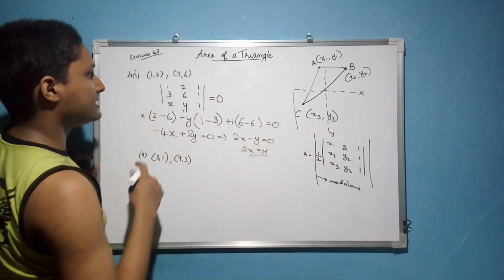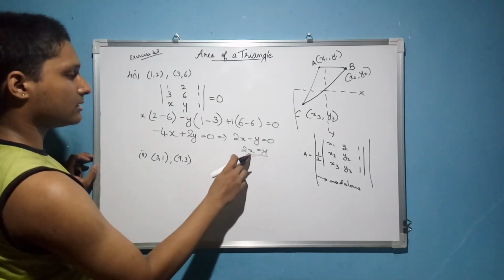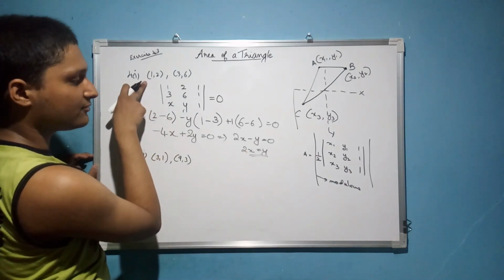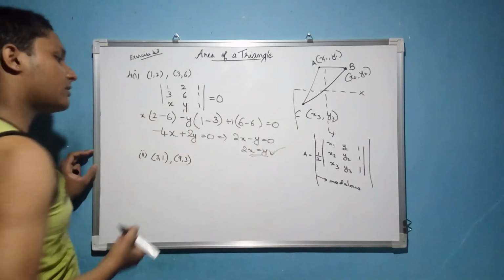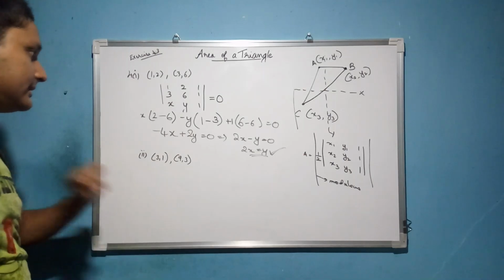Let me just substitute this and see. So the value of y is double that of x. That is the meaning of this equation. So therefore it is correct. Okay. Next you have 3, 1, 9, 3.